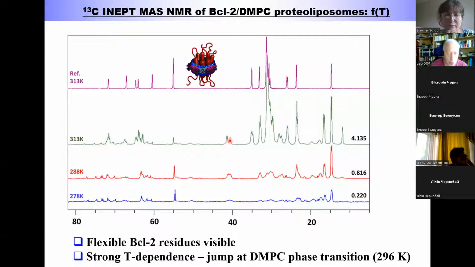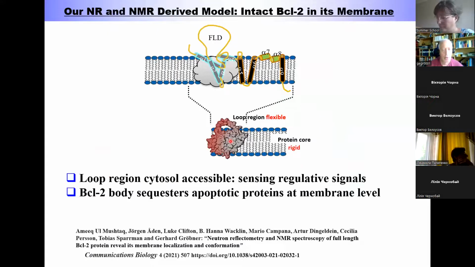And like the flexible loop and some glycines, they're sitting at the membrane interface in contact with water, so they're flexible and sharper. But this small amount you cannot see by neutron if you have 10% or so. But the NMR also supports the case that most of the protein is sitting inside the bilayer, not doing much. Okay, then we made a model which we published in Communications Biology last year.